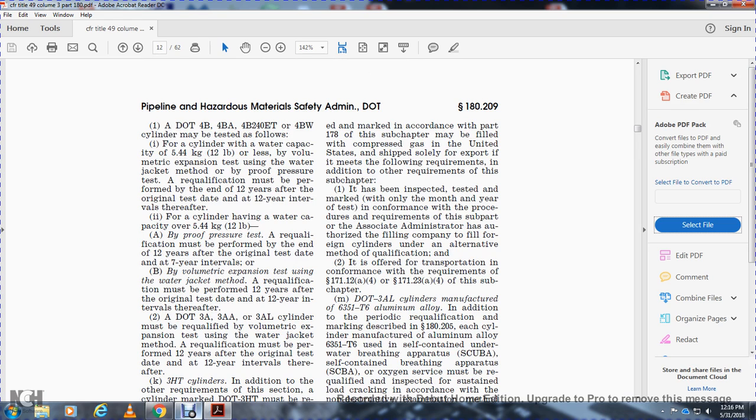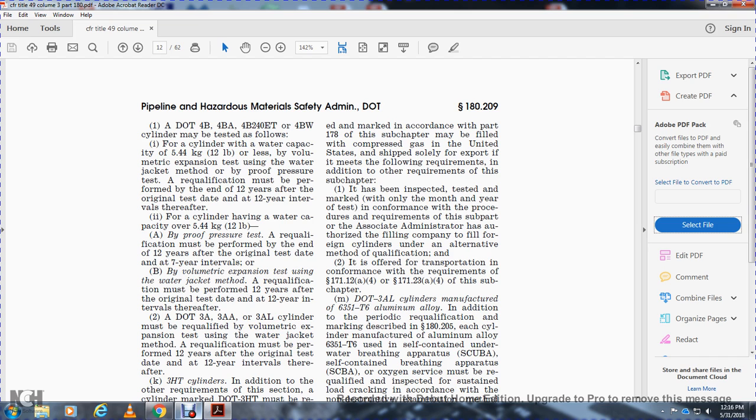The cylinder solely for export must meet the following requirements in addition to the other requirements of the subchapter: it has been inspected, tested, and marked with only the month and year of the test, conforming with the procedure and requirements of the subpart and the associate administrator, with the authorization of the filling company to fill the foreign cylinders under the alternative method of requalification for transportation, conforming with the requirements of 171.12a(b)(4) and 171.23(a)(4) of the subchapter.